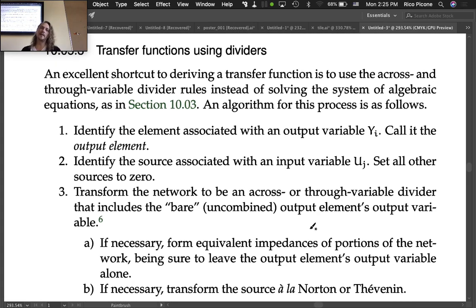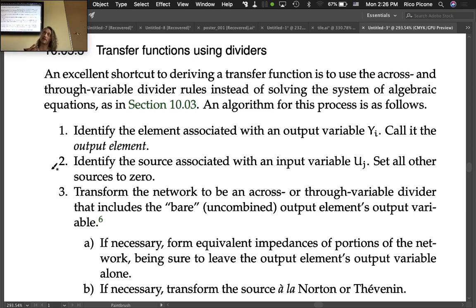1. Identify the element associated with an output variable yi. Call it the output element, okay? The element that has some variable that we want out. 2. Identify the source associated with an input variable uj. Set all other sources to 0. Okay, when you're deriving a transfer function, it's always between one input and one output. So the other inputs should be set to 0.